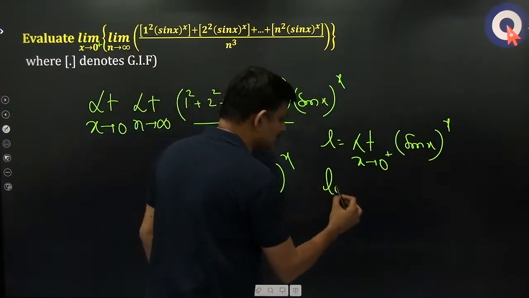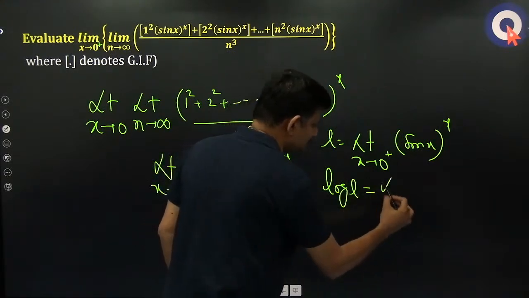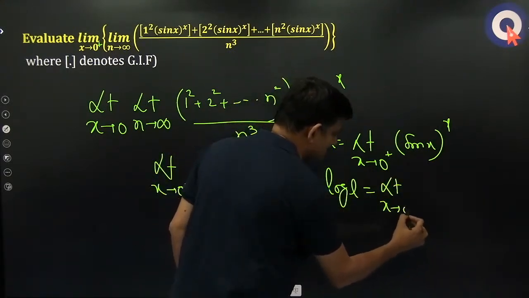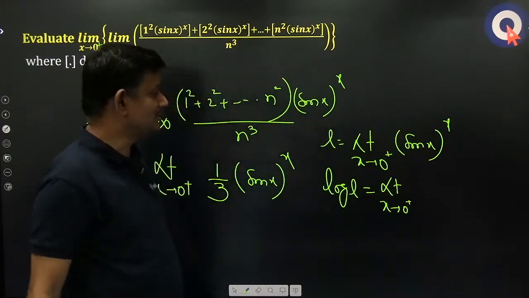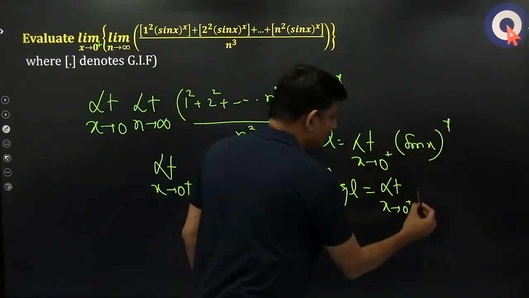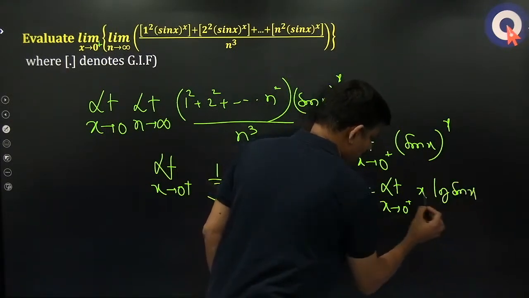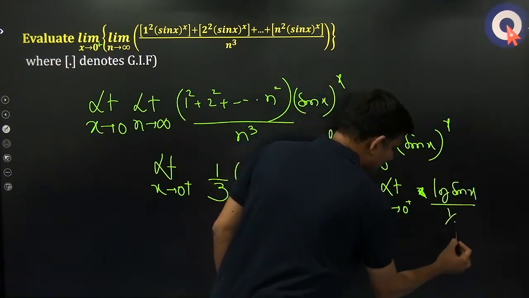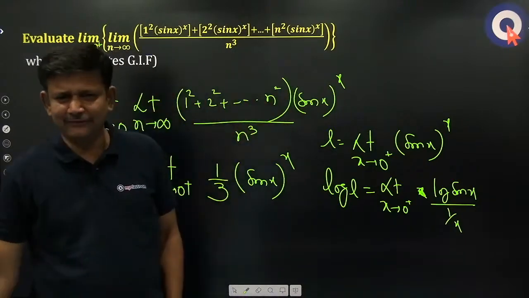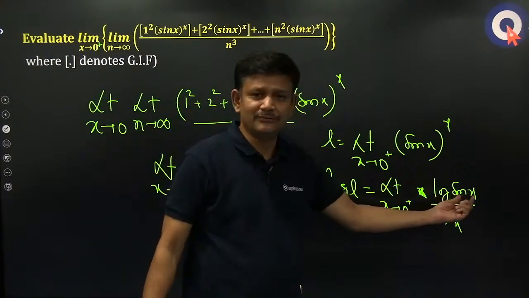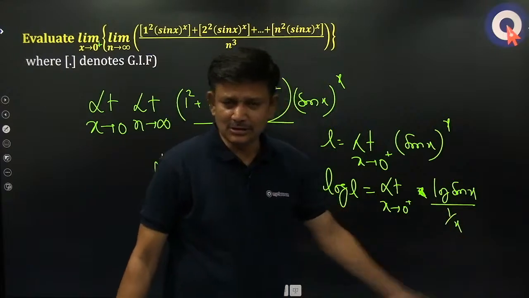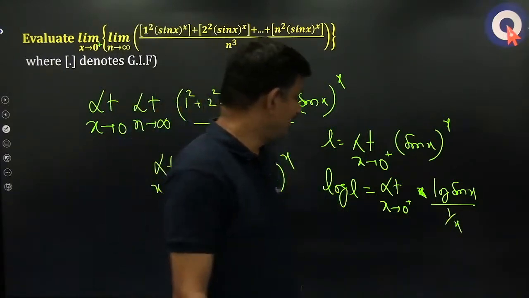Take log on both sides. Log L will be what? Log and limit can be interchanged because log is a continuous function in its domain. ये कितना हो जाएगा? x log sin x. x को नीचे लेके जाओ, 1 by x. It is infinity by infinity form. Log 0 is infinitely large. Denominator is also infinitely large. So it is infinity by infinity form.